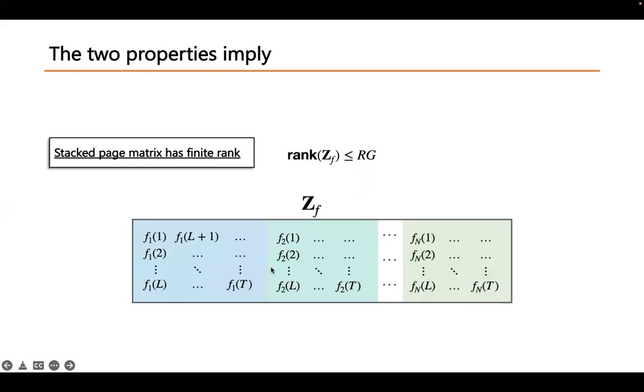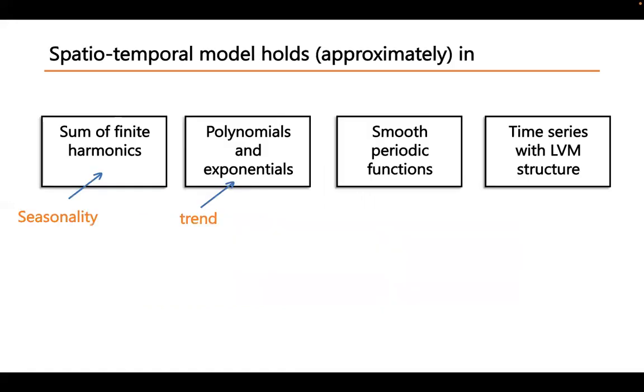It turns out that if you have such a spatio-temporal structure, then the stacked page matrix also has low rank. In particular, its rank is bounded by R times G. And this low rank structure of the stacked page matrix is really what motivates why this transformation is a good one.